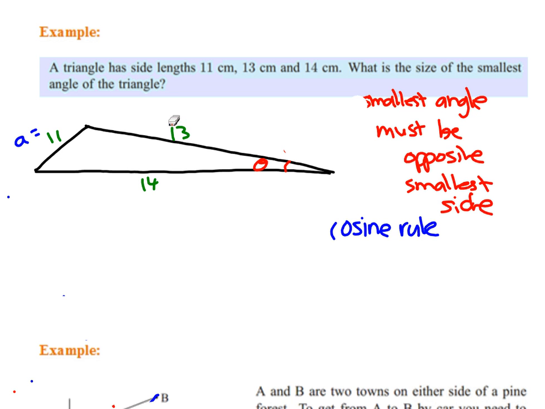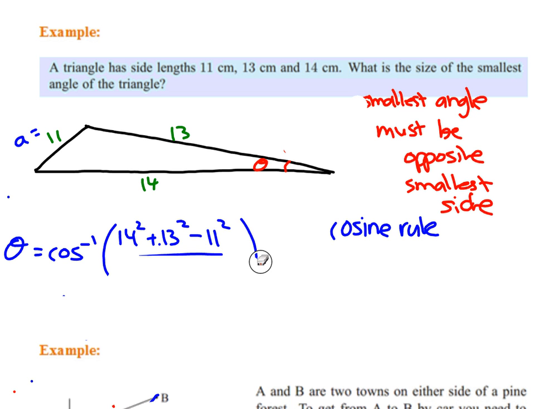So let's use the rearranged version. Theta equals cos minus 1. Always good to do that first. Set up your fraction. B squared plus C squared. Doesn't matter the order, you can do 13 squared plus 14 squared, or 14 squared plus 13 squared, but the A has to be opposite the angle. Minus 11 squared, and remember 2bc is on the bottom. So 2bc, 2 brackets, 14, 13.